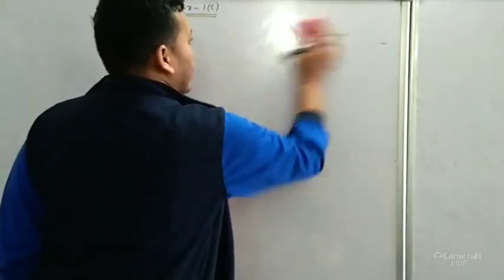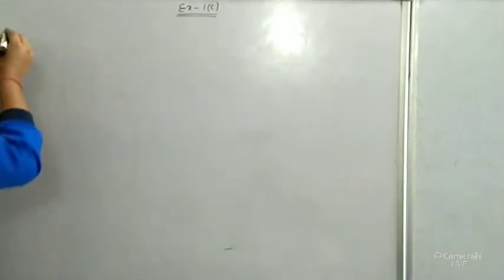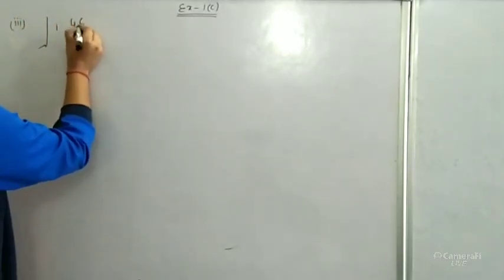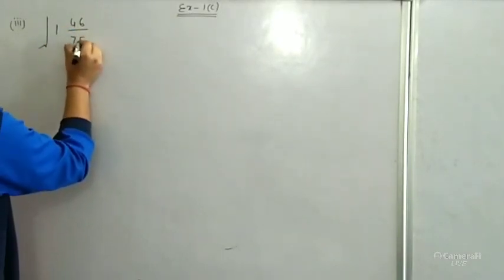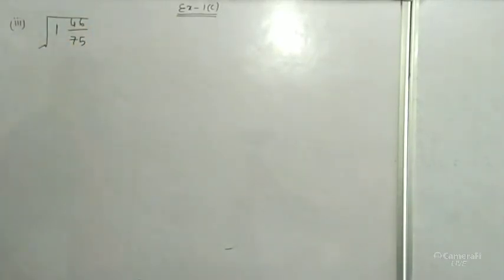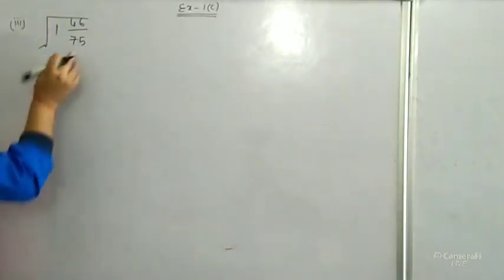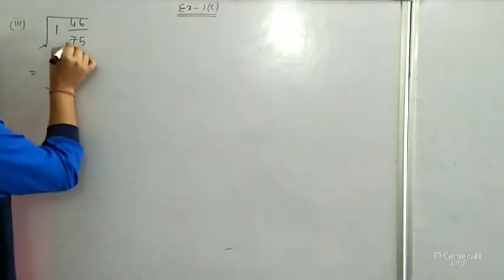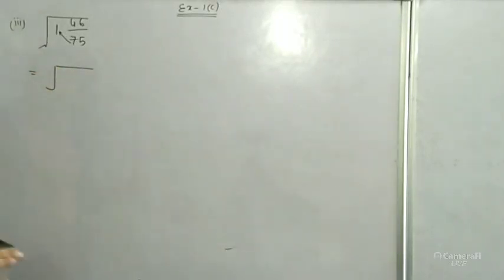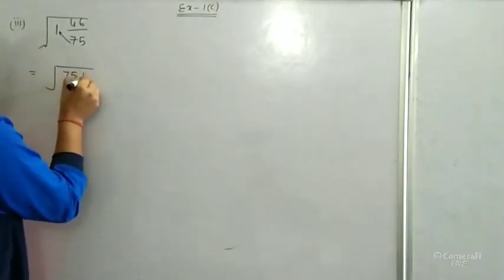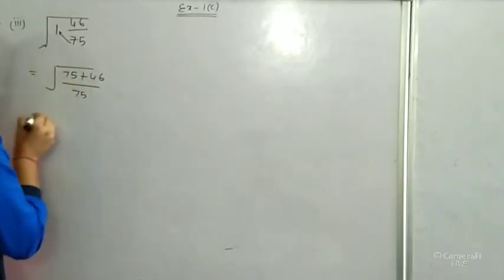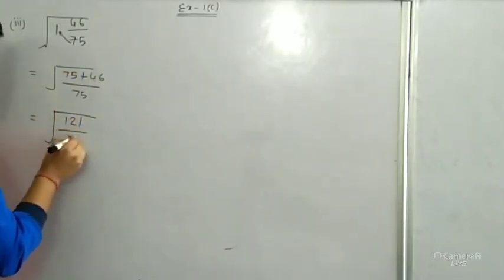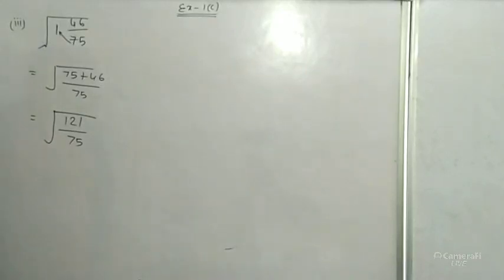Next, this one is a very simple one, but I am taking one more question, the third part. Same question, the third part is √(1 46/75). This is your question. How can we solve this? First of all, convert into the form of a simple fraction, because it is a mixed fraction. So we can write 75 times 1 is 75, plus 46, so under the root 75 plus 46, which is 121/75.